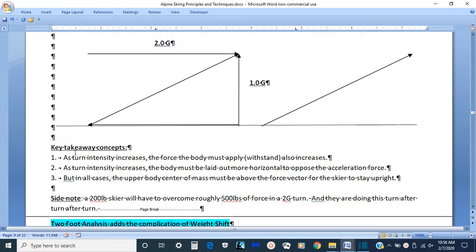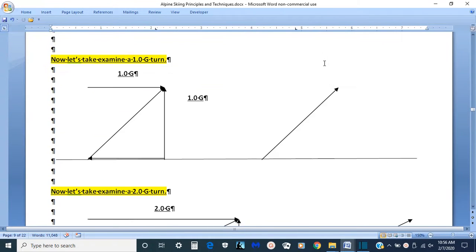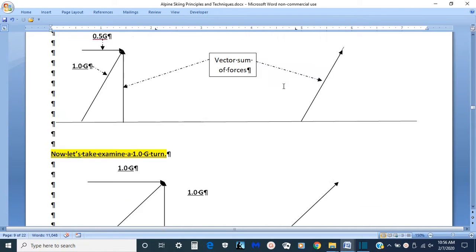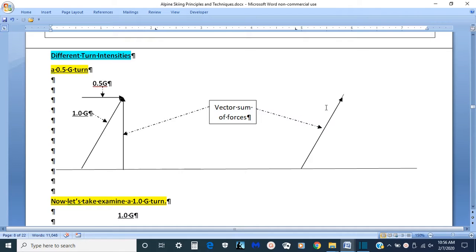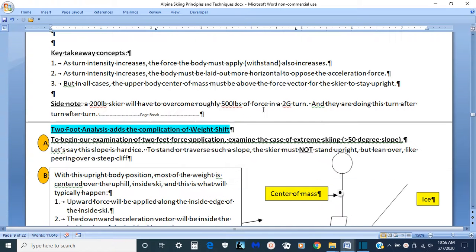All right, so key takeaway concepts: as turn intensity increases, the force the body must apply also increases. That's obvious. As turn intensity increases, the body must be more laid out horizontally to oppose acceleration force, right? But in all cases, the upper body center of mass must be above the force vector. So you've got to keep your upper body center of mass above this, in this area. Don't let it drop down. And here you can be more upright, but it still has to be above.